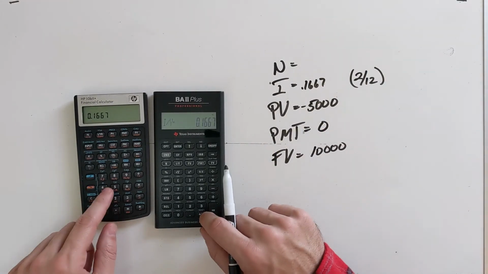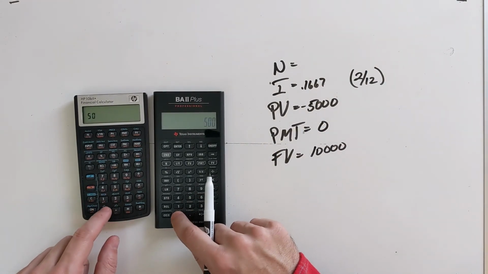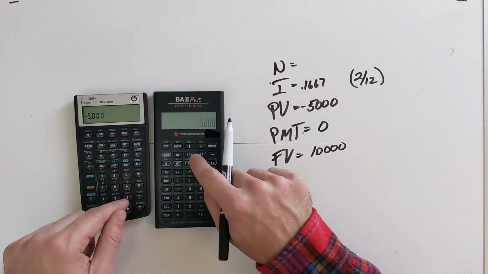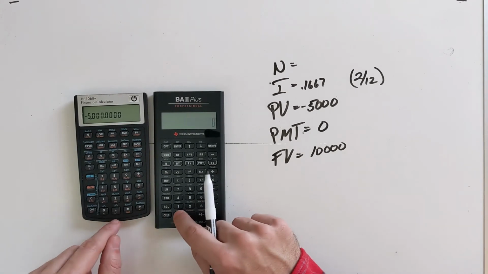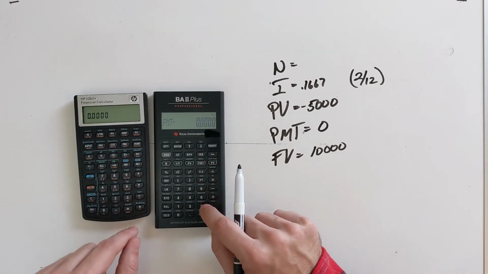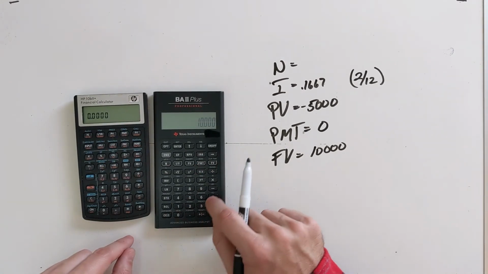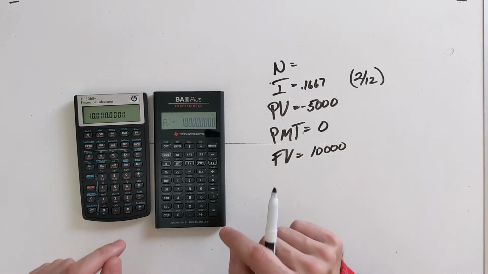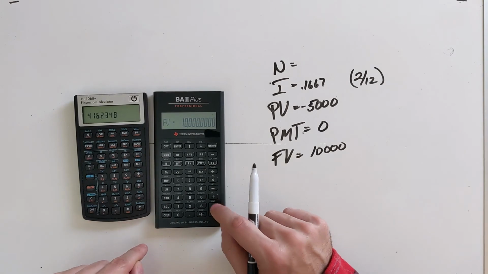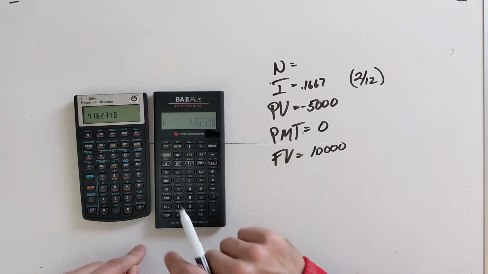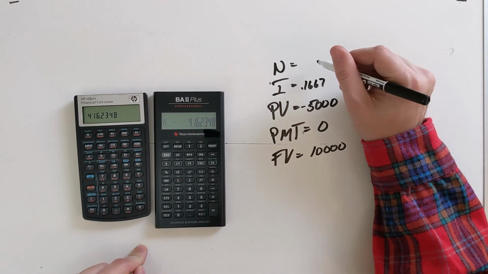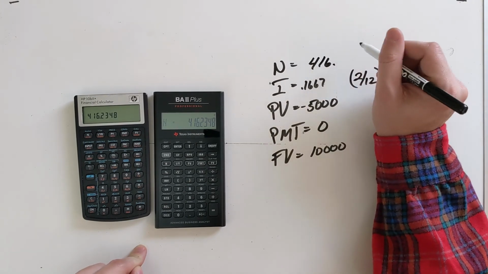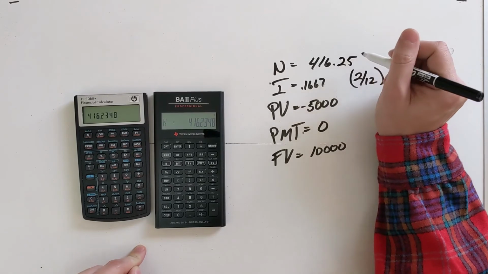So let's put our information in. Right, so we're going to give up these present values. There's not going to be any payments. And we want to see, hey, we want to make our money double. All right, how long is that going to take? Compute N. Well, it says 416.25.